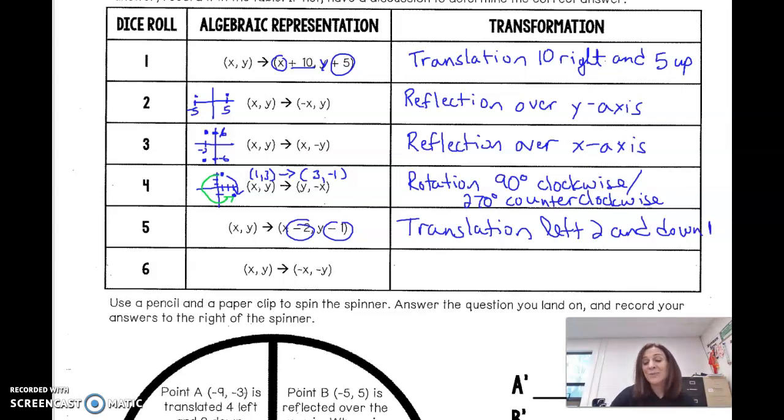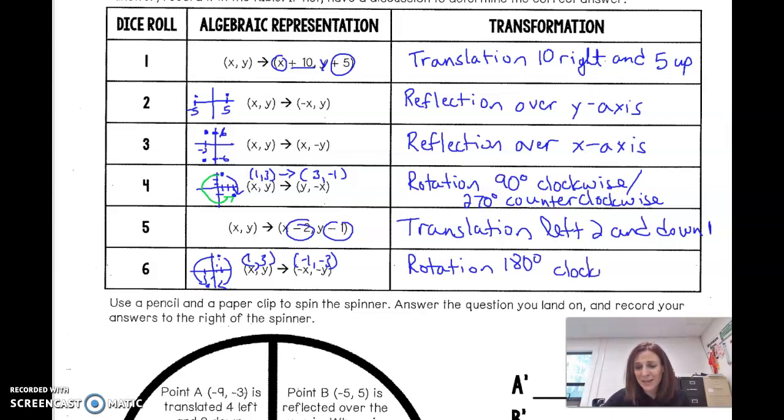Now, this one looks like it should be a reflection. Remember, I said the x and y don't change. But if they both change, so again, if I'm at that 1, 3, and it becomes -1, -3, watch what happens. 1, 3, -1, -3. Notice that we're actually rotating 180 degrees. So it's a rotation, 180 degrees, but then it can be clockwise or counterclockwise. It's the same.